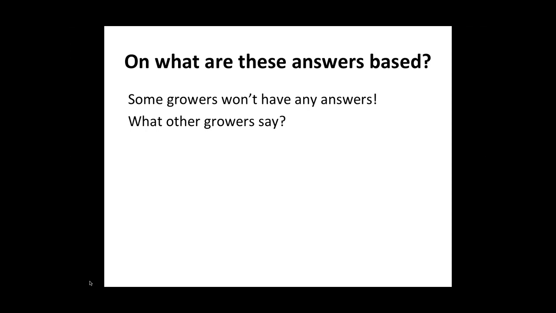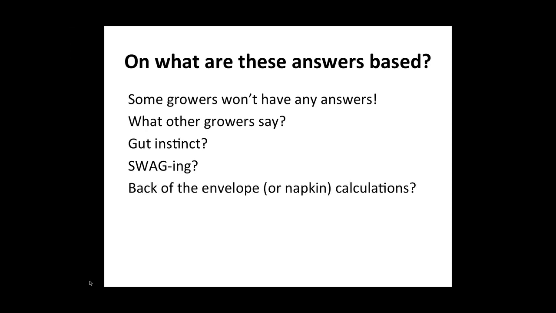Some people might have an answer, but it might be just kind of what other growers say, or what they grew up with, what their dad said if they grew up farming for their dad or their mom. It might be just gut instinct. It might be a sophisticated, wild, blank guess. There might be a little bit of work behind it in terms of some back-of-the-envelope calculations. Or, gosh, wouldn't it be great if we actually could answer those questions with actual data from the farm?